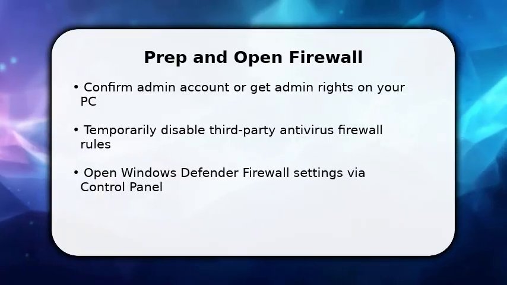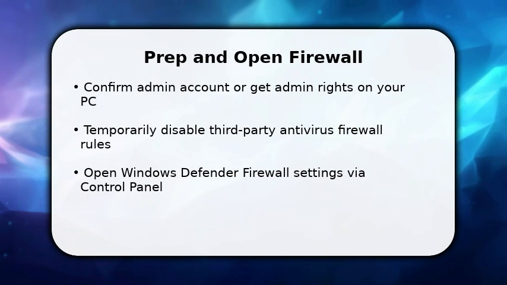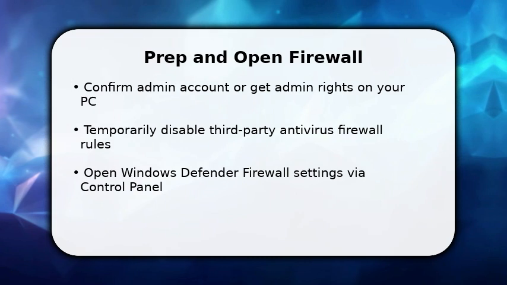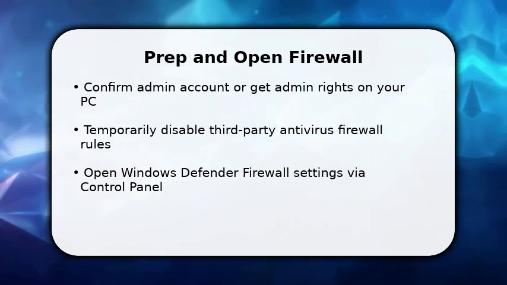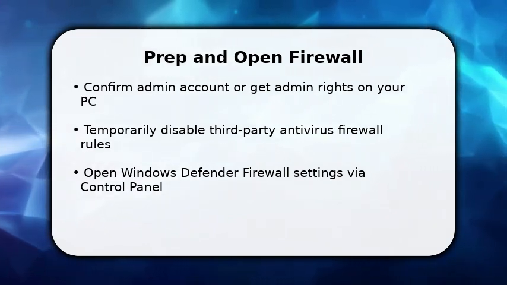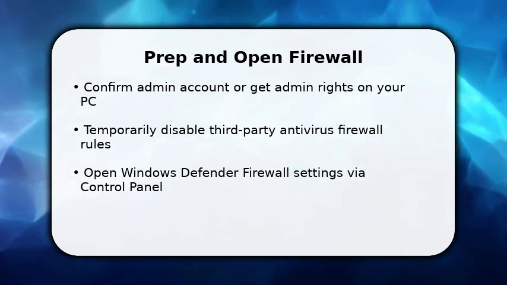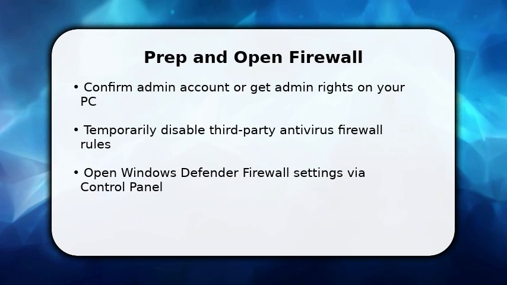You start by securing admin access so you can change rules immediately. Once signed in, open Control Panel and go to Windows Defender Firewall. You need to be in the Advanced Settings view. Make sure third-party antivirus shields are paused while you test changes, because they often reblock ports.